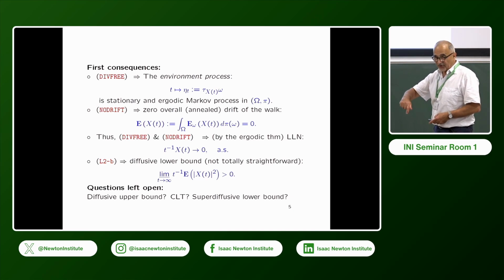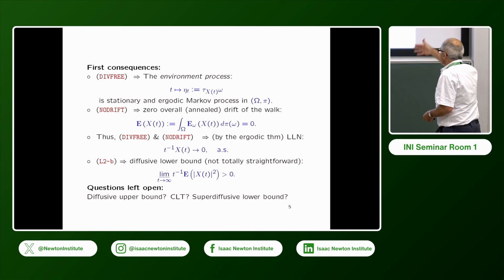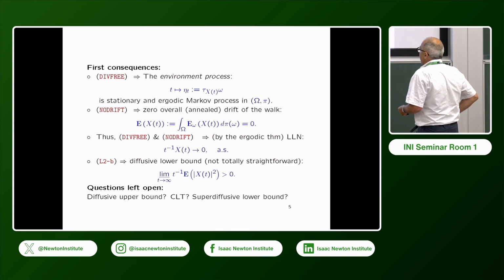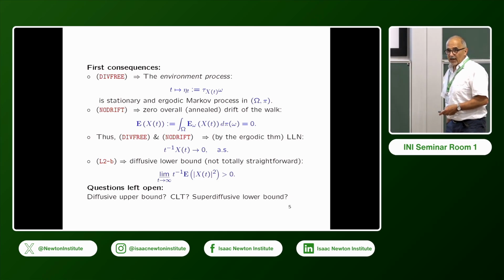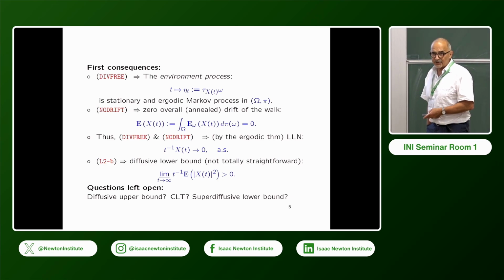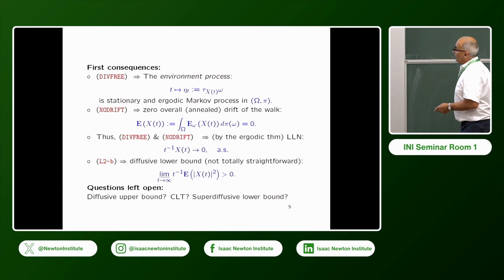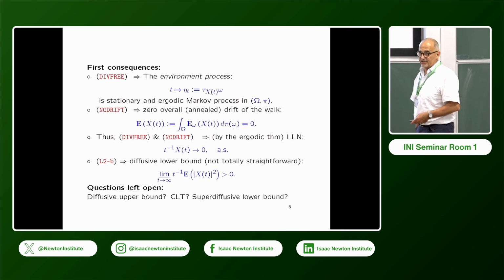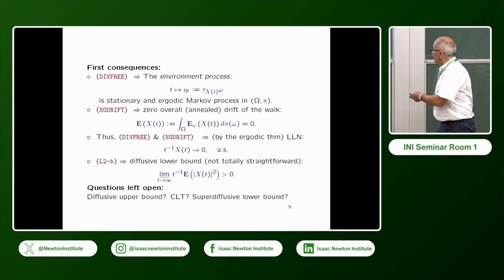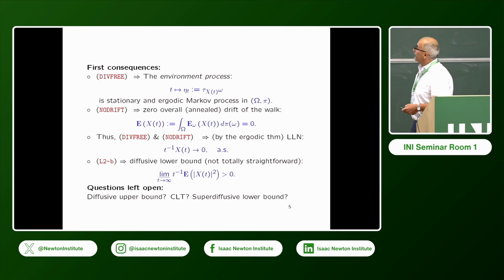So what remains open, after this first slide, these are simple things. Now what remains open is whether there is a diffusive upper bound as well. And that was my question related to the examples. And whether, if there is a diffusive upper bound, a central limit theorem exists. And we'll see that the two are not quite the same. And whether, in other cases, it is true that you have a superdiffusive lower bound? And some talks in this conference will be about this last question.